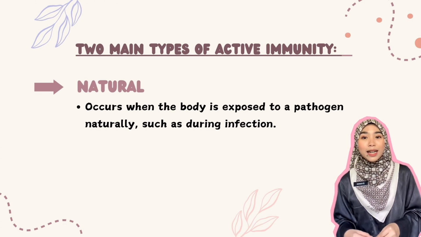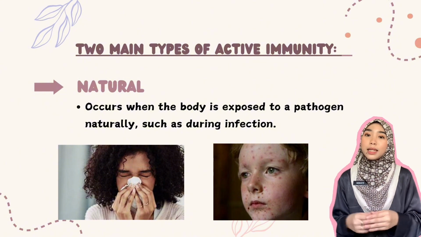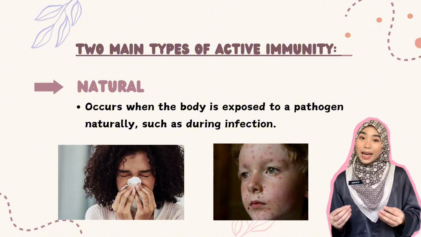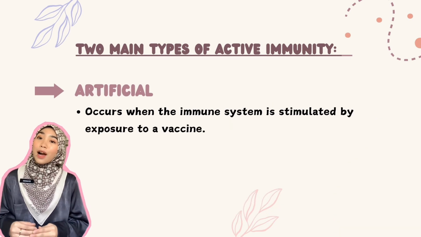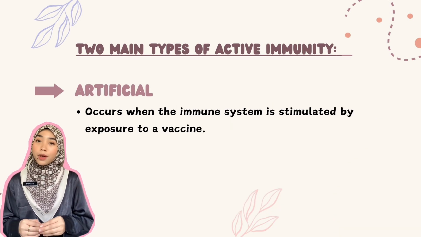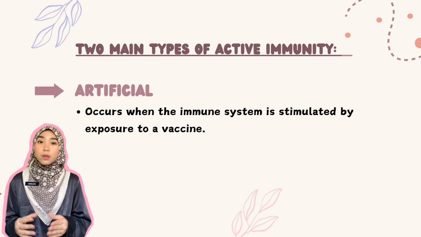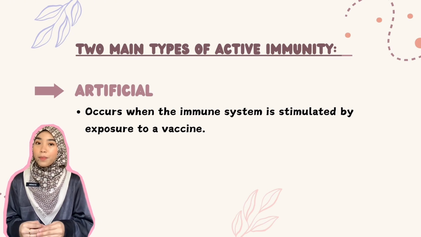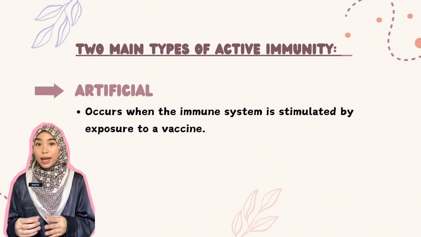And this can occur naturally, like when you catch the flu or get chickenpox or pick up some nasty bacterial infection, or it can happen artificially, particularly through vaccination. Alright, now moving on to the artificial active immunity. This type of immunity occurs when the immune system is stimulated by exposure to a vaccine containing weakened or inactivated forms of the pathogen, its toxin or specific antigens.